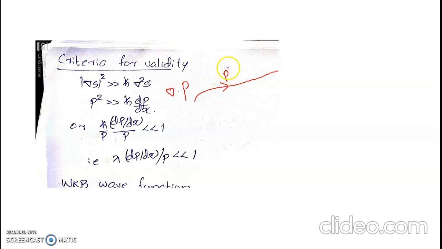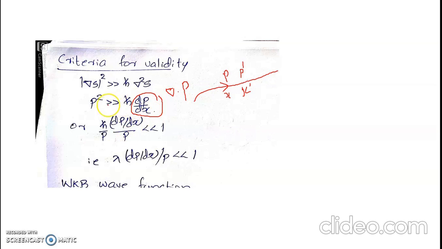Let P be the momentum at an initial position, say x, and at a different position, say x prime, let P prime be the momentum. Then delta P by delta x is P prime minus P by x prime minus x. This has the meaning of dP by dx. So P squared much greater than h cross dP by dx. This is the criterion for WKB being applied.